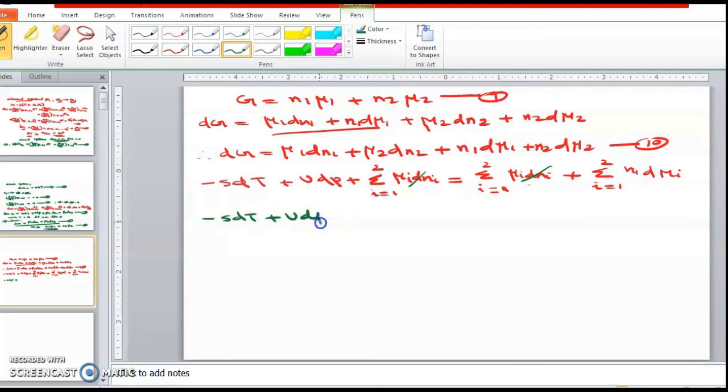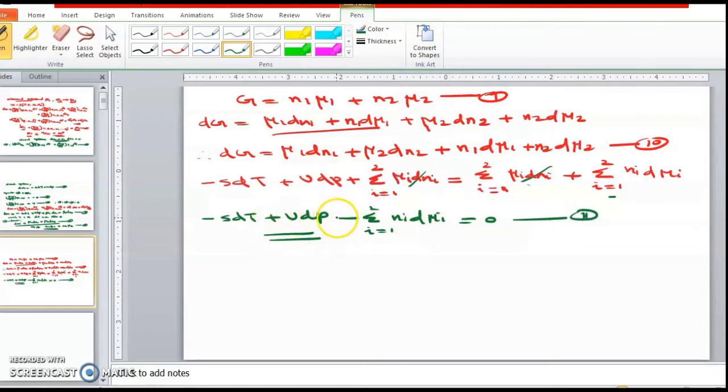SdT plus VdP minus, let us take this term to the left side. So minus sigma i equal to 1 to 2 n i d mu i, which is equal to 0. This is equation 11. So we have minus SdT plus VdP minus sigma i equal to 1 to 2 n i d mu i equal to 0. So this equation 11 is the Gibbs-Duhem equation.